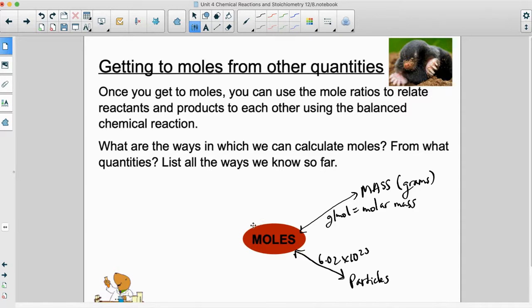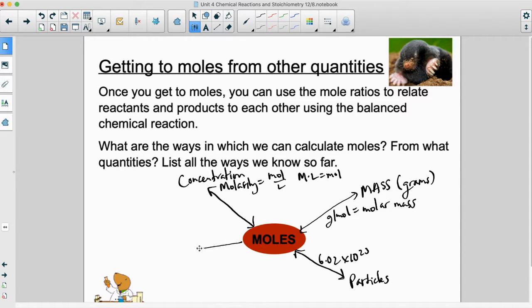Another way that we've talked about is concentration. We can convert from moles using concentration. And remember, concentration means molarity. That's the kind we are using, our moles per liter. Remember that if we take our molarity times our liters, we get moles. So that's another way.